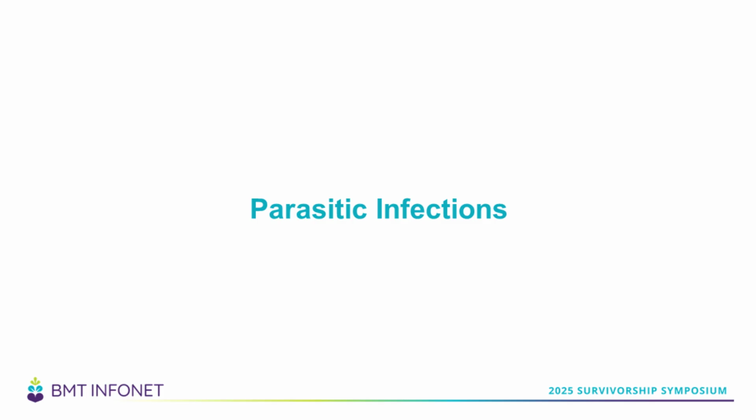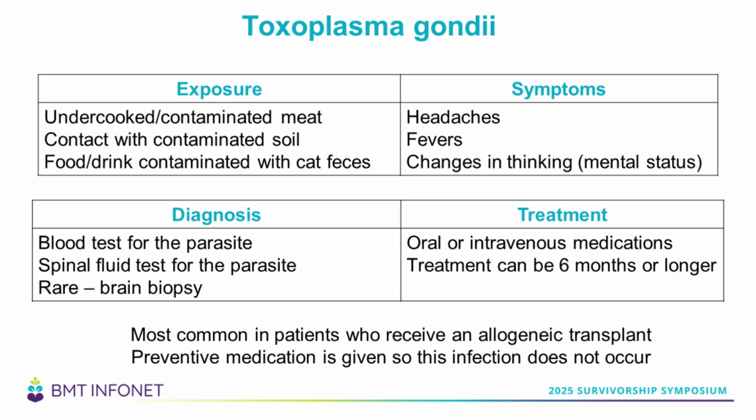The last category of infections I'd like to discuss are what's called parasitic infections. And there's really one main parasite patients should know about, and that is called toxoplasma. This is another infection that patients can be exposed to before transplant, and it can remain dormant or quiet within the body until after transplant, when it can cause an infection in the blood, lungs, or brain.